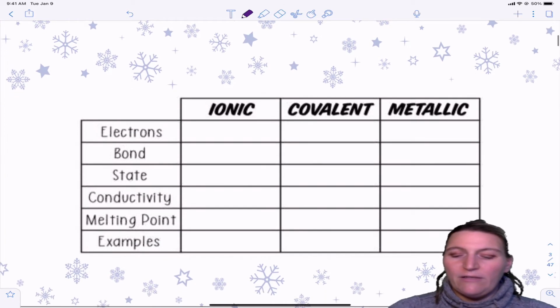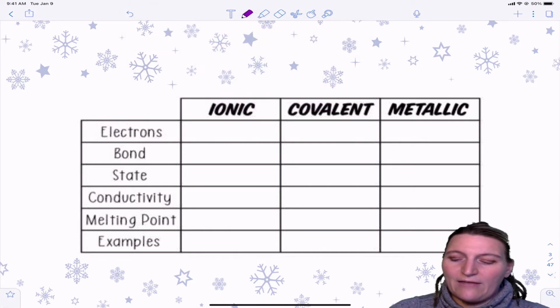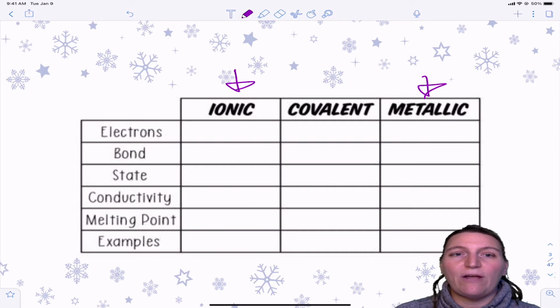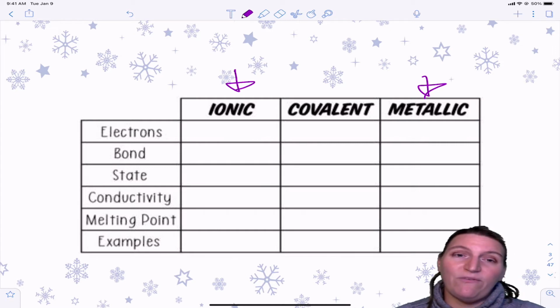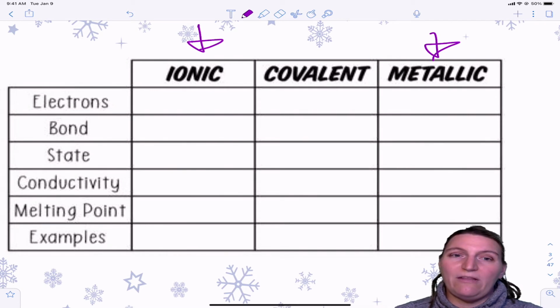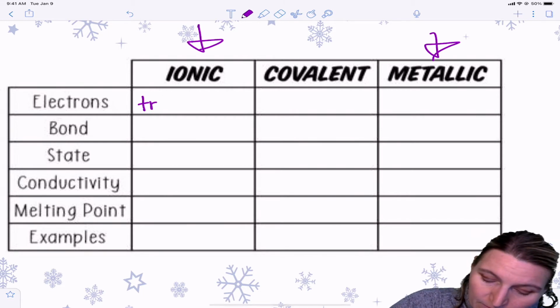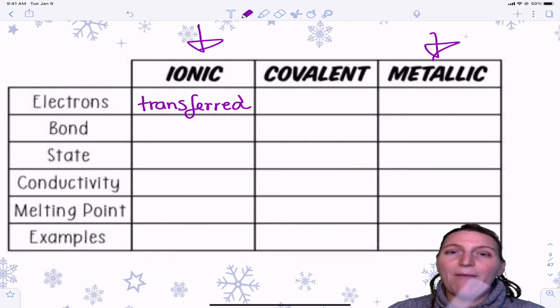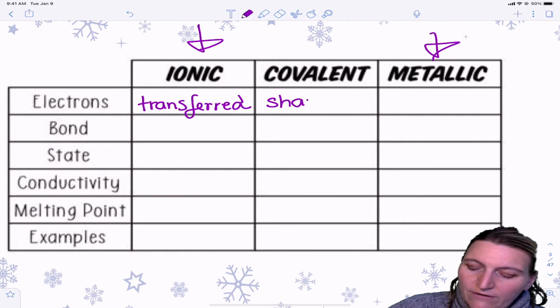So there are different types of bonds, and we are going to look at ionic and metallic in this chapter, and we're going to look at covalent in the next chapter. But just to give you an idea about where we're going, we're going to fill out this table to help us understand the relationship between these 3 different types of bonds. So what's going on with the electrons in an ionic bond? Well, the electrons are transferred. They're given, we will learn, from the metal to the non-metal. Whereas in a covalent bond, those electrons are shared.